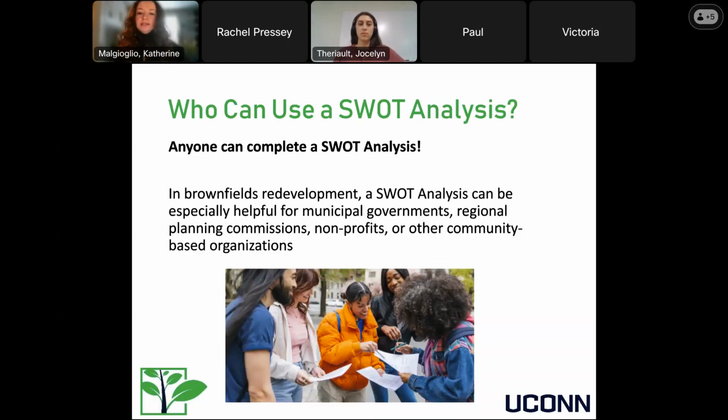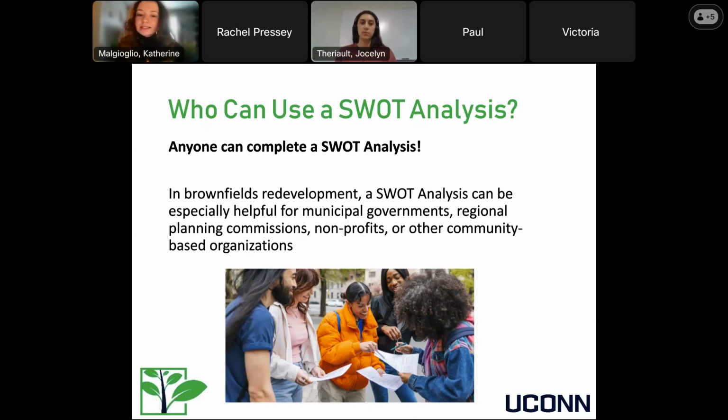Who can use a SWOT analysis? Well, anyone can use a SWOT analysis. And when we're talking more specifically about brownfields redevelopment, any stakeholders or anyone involved in this process who wants a deeper insight can benefit from using a SWOT analysis. More specifically, though, our SWOT analysis tool targets municipal governments, regional planning commissions, nonprofits, or any other public entity that's applying for brownfields grants or leading any sort of redevelopment efforts. People in these powerful positions can really benefit from this sort of intentional awareness and understanding of their communities. So just putting time towards completing a SWOT analysis can really make a big difference.